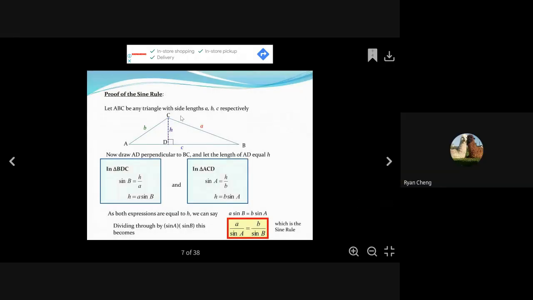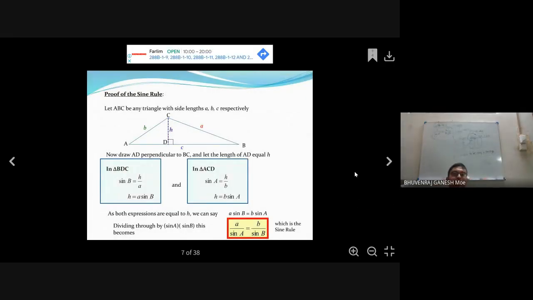This one, I'm not sure whether they're going to ask this in SPM, prove the sine rule. I'm not sure, but it's safe just to know how this rule came about, just in case. So let this be triangle ABC. We have this length AC is b, and the opposite vertex is B. Here is a, opposite is A. So that's the same thing.